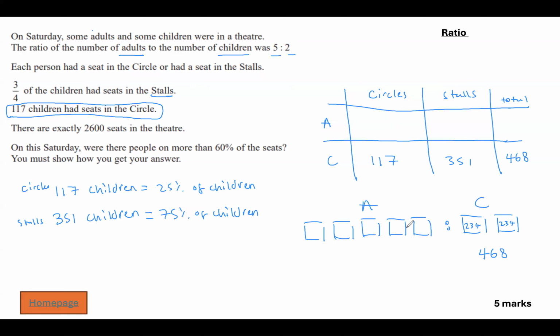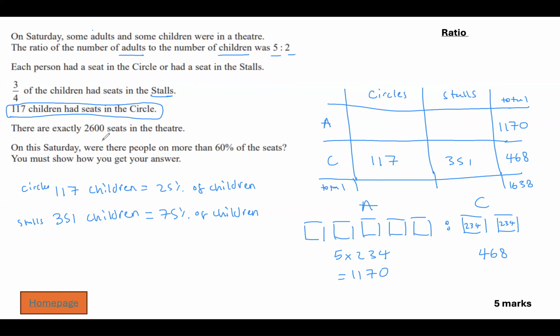So 1, 2, 3, 4, 5. So the total number of adults is going to be 5 times 234, which is equal to 1,170. So the total number of adults is 1170. So the total number of people, including children and adults, is going to be 1170 plus 468. So that's going to be 1,638.